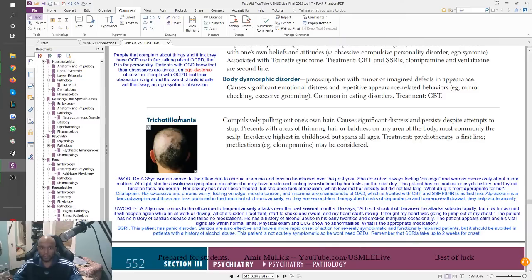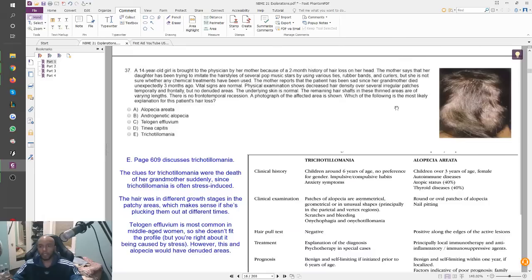Trichotillomania is compulsively pulling out one's own hair. It causes significant distress and persists despite attempts to stop. It presents with areas of thinning hair or baldness on any area of the body, most commonly the scalp. Incidence is highest in childhood but can span all ages. Treatment is psychotherapy, right? And you could give clomipramine, but clomipramine has many side effects, so you don't really prefer that. And that's what this guy has.